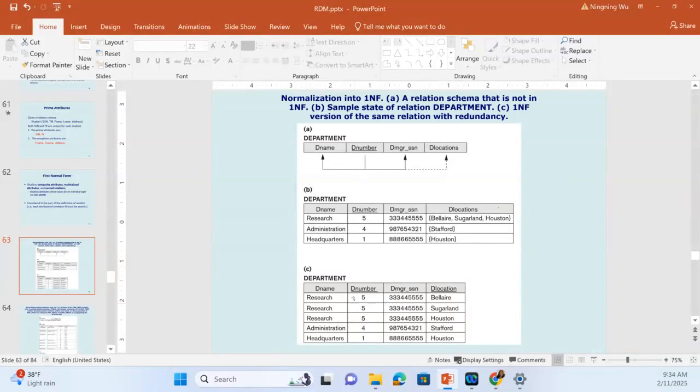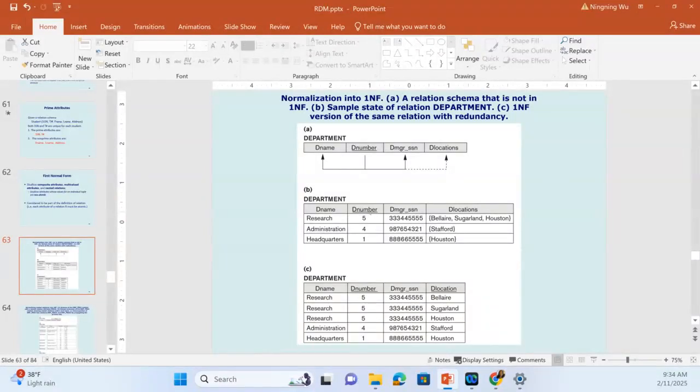However, if we design department in the second option, if you compare B and C, both relation schemas have the same set of attributes, but the primary key definition is different. In figure B, department has a single attribute as the primary key, the D number.